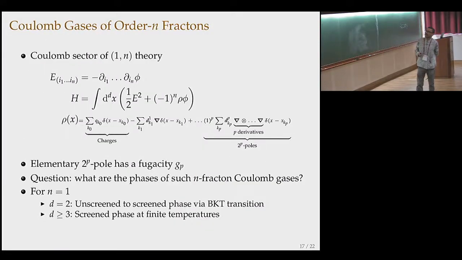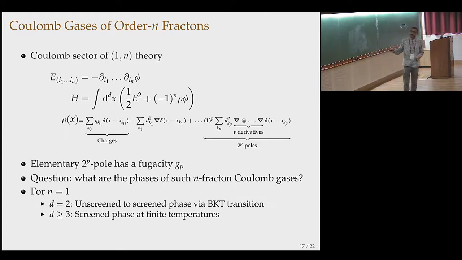Okay. All right. So I'm going to pose a somewhat less ambitious and maybe slightly simpler question. Suppose I look at the Coulomb sector of order n theories. That means I have point-like objects, but up to order n fractons. What would be the Coulomb gas phase of such objects? The theory can be written down very simply, and the charge density is a set of charges, elementary dipoles, and all the way to some kind of 2^p poles.